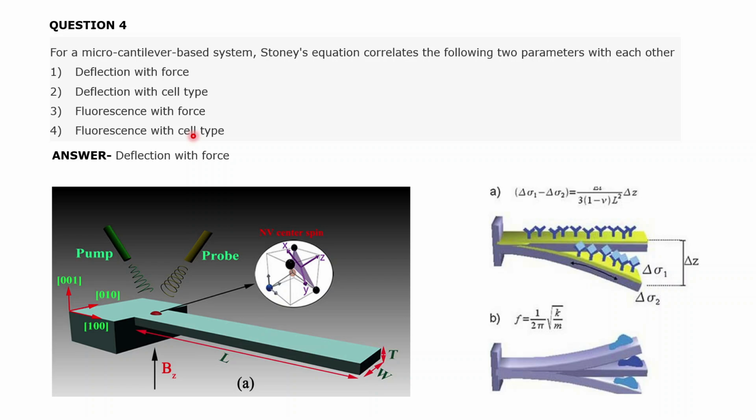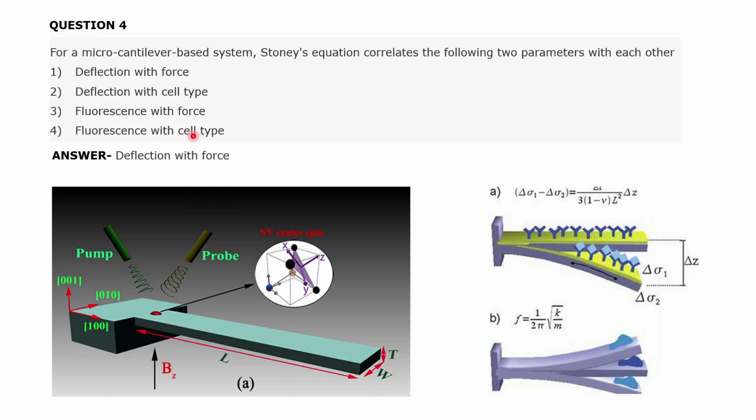Tagging fluorescent molecules that bind to the cell type receptors. Basically, flow cytometry or FACS, right? We are tagging that with a particular antibody, and based on the fluorescence that you are getting, you can sort it into different vials, right? So that's one common example.